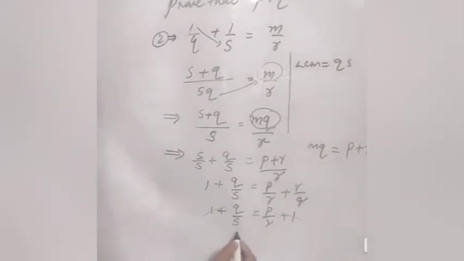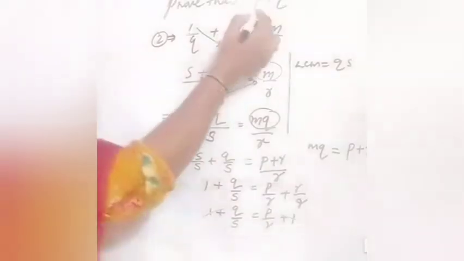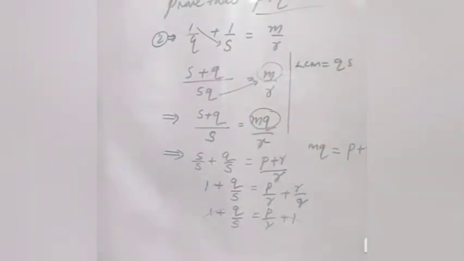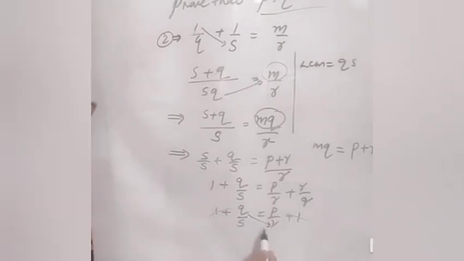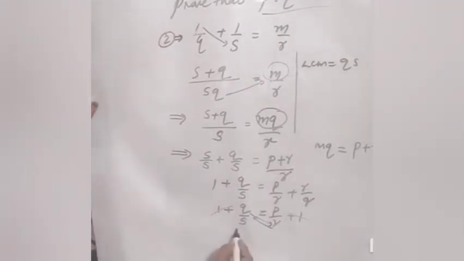So that is q by s equals p by r. But in this question it is the ratio of p and q and r and s, no? So let us rearrange this. That is r by s equals p by q. Just rearrange the numerator and denominator. p by q is equal to r by s.